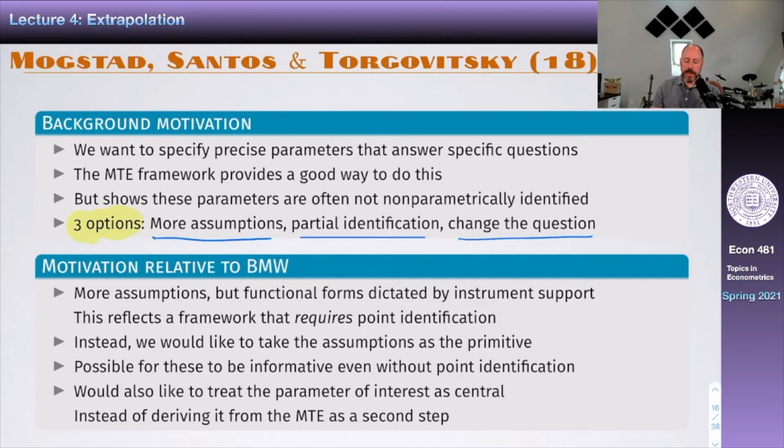I wrote here motivation relative to the previous paper. More assumptions, but functional forms dictated by instrument support. This reflects a framework that requires point identification. Remember that we learned that the support of Z needed to be greater than or equal to K plus 1, where K was the degree of the polynomial. So in a way, since we're thinking about partial identification, this is a setting that is telling us what we need to identify a given polynomial.